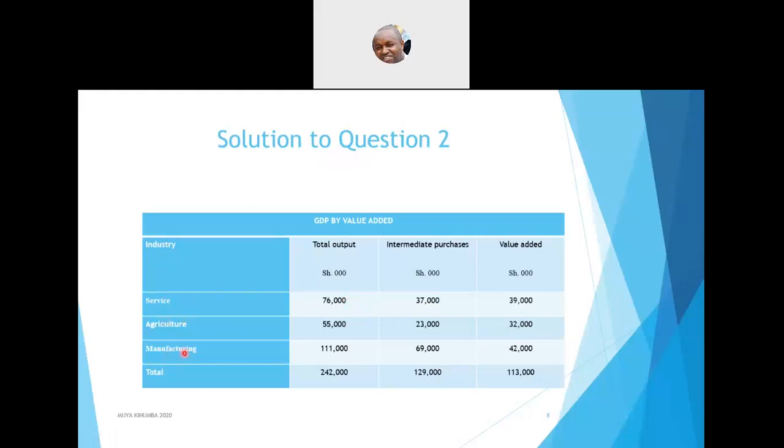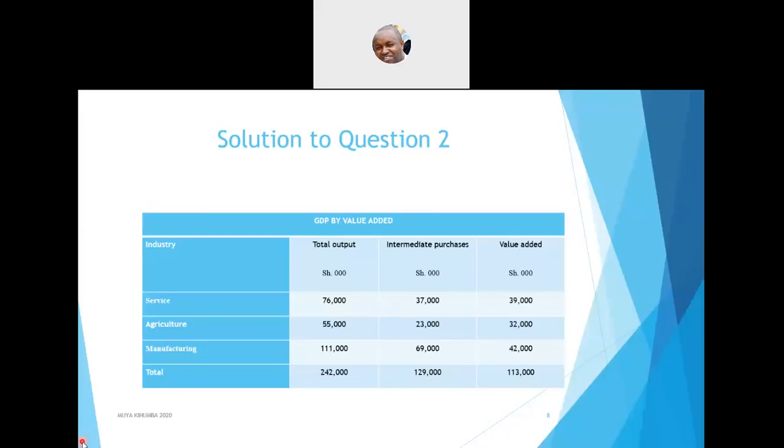Again, we have the various sectors, the total output. For instance, in the service sector, the total output is 76,000. The intermediate purchase is 37,000, which gives us a value added of 39,000. In the agricultural sector, we do the same and we find that value added is 32,000. And in the manufacturing sector, the value added is 42,000. When we sum those up, we end up with 113,000. The figures are in thousands of shillings, so this should be shillings, 113 million.